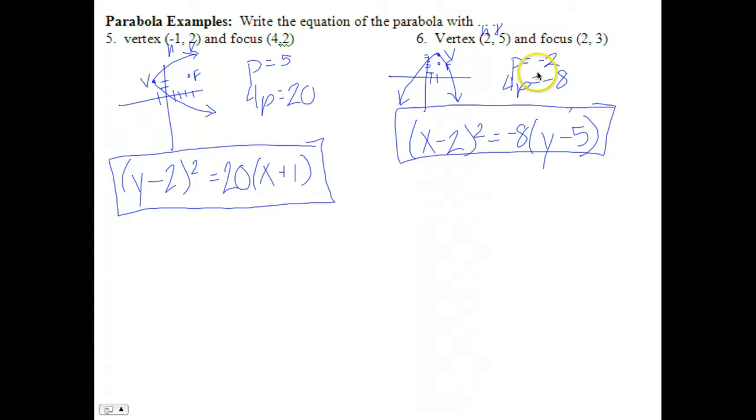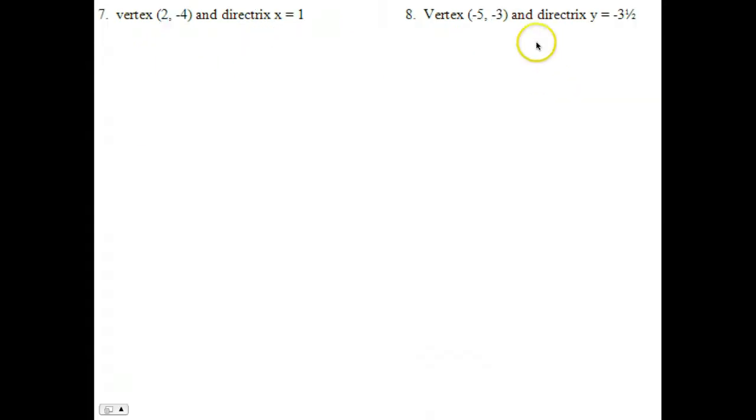Alright, next one we're going to take a look at when we have the vertex and the directrix. So once again, 5 through 8 are ones you're very familiar with, or what we did last week. So once again, a brief sketch can't hurt. So we have (2, -4) as our vertex. Our directrix is x equals 1. x equals 1 is a vertical line.